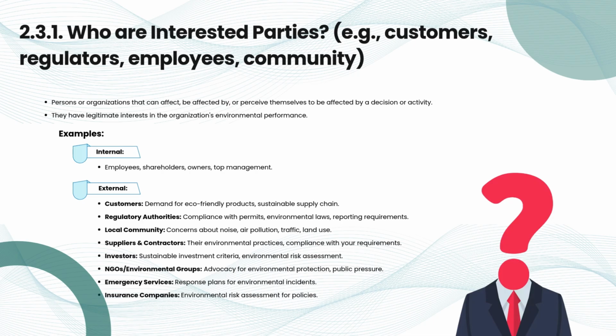External interested parties include customers who expect eco-friendly products, regulatory authorities who enforce compliance, local communities concerned with pollution or noise, suppliers and contractors who must align with environmental standards, investors who want sustainable business practices, NGOs, environmental groups pushing for eco-protection, emergency services for response planning, insurance companies that assess risk for coverage. Understanding their expectations helps in building trust and ensuring compliance.